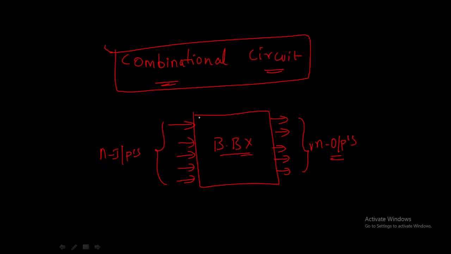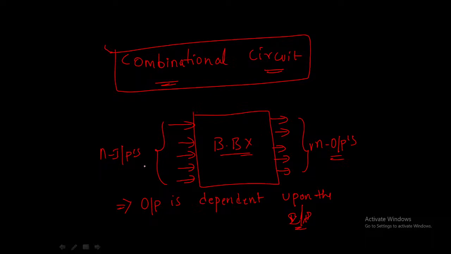In a combinational circuit the output is dependent only upon the input. If the output is dependent only upon the present input, then it is a combinational circuit.